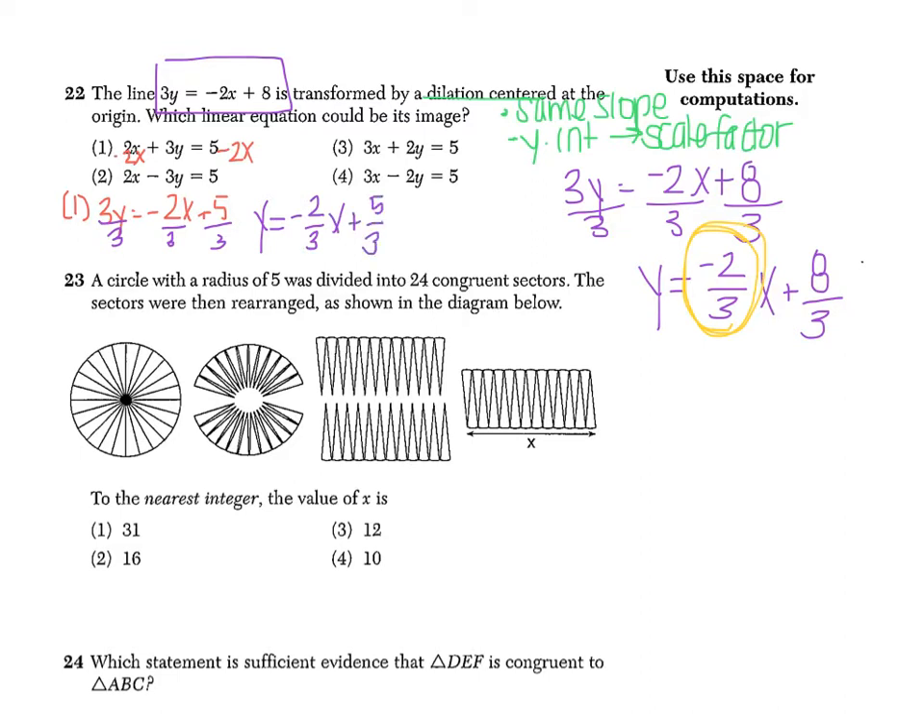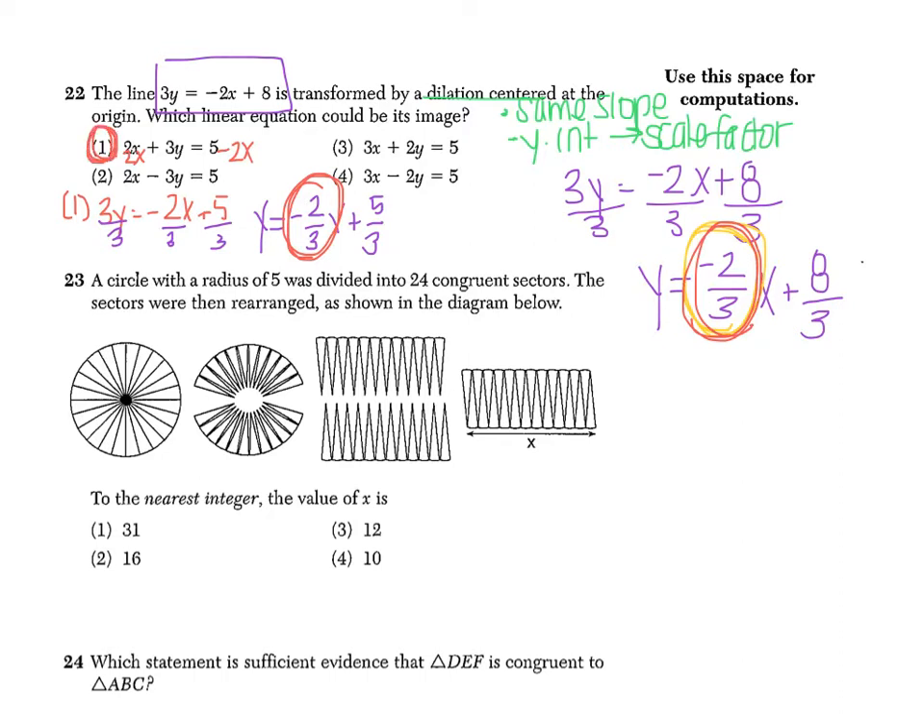Now they didn't tell us the scale factor of the dilation, so I'm not able to actually find what the y-intercept should be, but remember we know the slope should be equal to negative 2/3, and if I look at choice 1, I find that the slope is equal to negative 2/3. So choice 1 is our answer here.